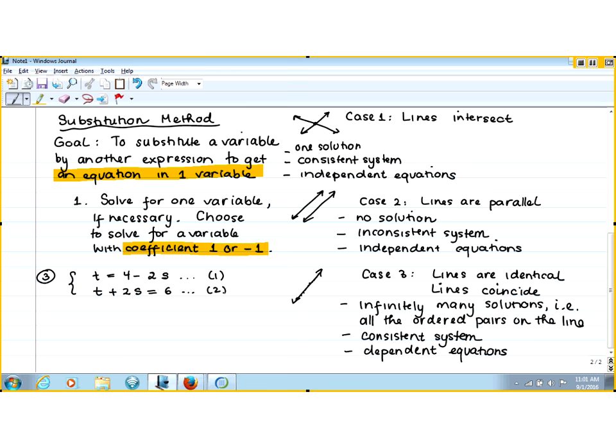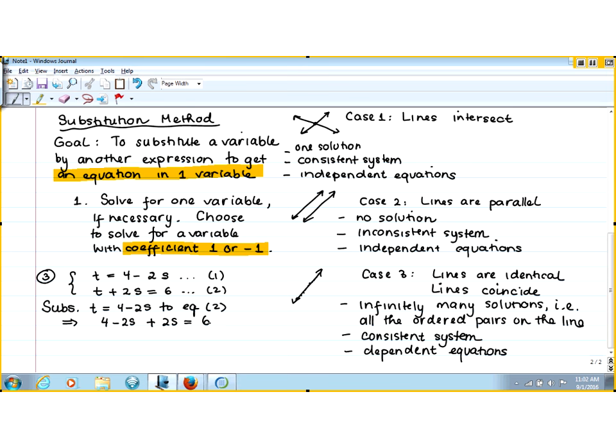Okay, so what am I supposed to do now? What is it? Substitute? Yes. So substitute P equals 4 minus 2s into equation 2. So let's see, what do we have when we substitute? 4 minus 2s, that is your P, plus 2s is equal to 6.